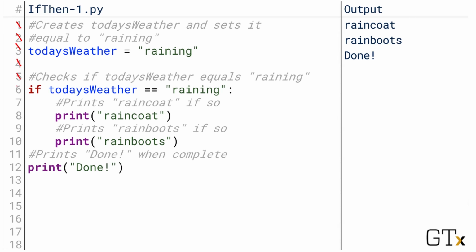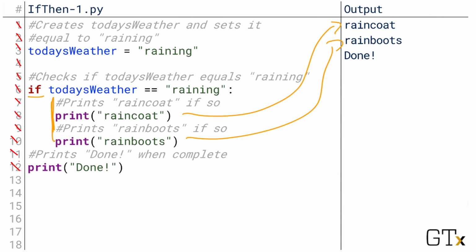Next, on line 6, we use the relational operator for equality, the double equals, to check whether or not today's weather equals the string raining. If it does, we execute the code indented under that if statement. Here, the value of today's weather is in fact raining, and so it's true that today's weather equals raining. Because the if statement is true, the lines of code indented under it do run. And so our code runs line 8 and prints raincoat, and it runs line 10 and prints rain boots.